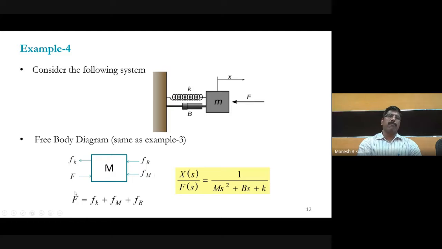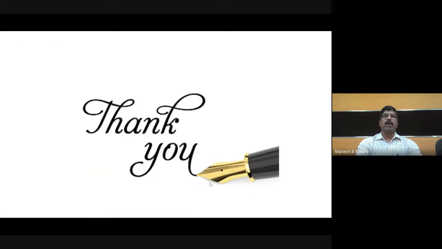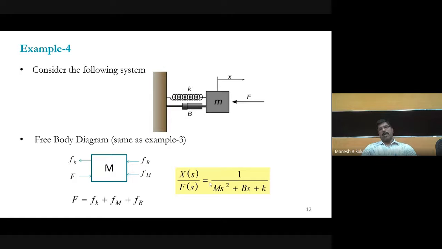So definitely F will be equal to Fk plus Fm plus Fb, and then the transfer function of that system, if you solve it just like the previous example, x of s by F of s will be equal to 1 by ms square plus bs plus k. The same kind of thing will be there, right? I hope you have understood this problem, and today we'll stop here.